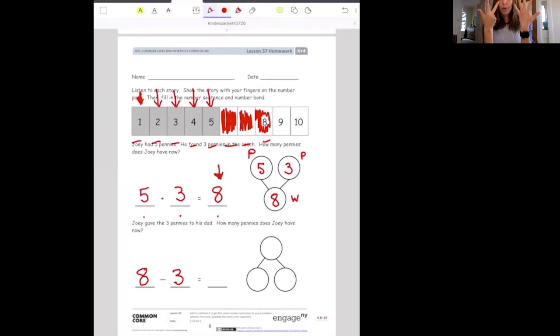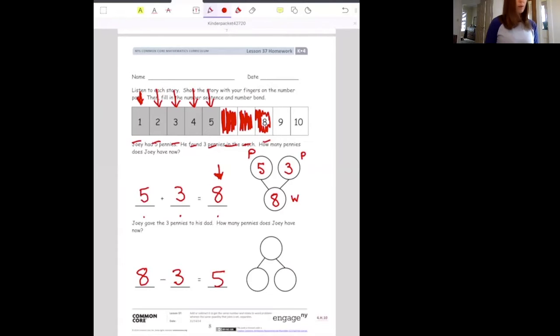Yep, he had 8 pennies, but he gave away 3 to his dad. Remember, take that 3 away, put it away. You don't see it anymore. How many pennies does Joey have left? Count. 1, 2, 3, 4, 5.